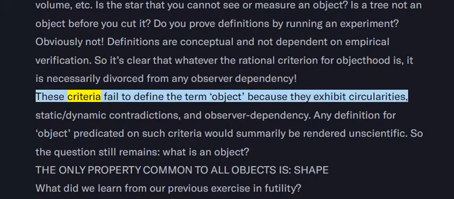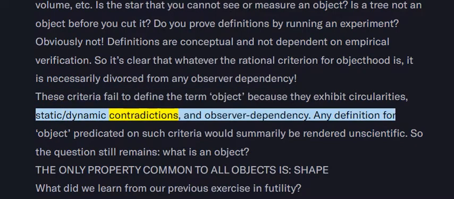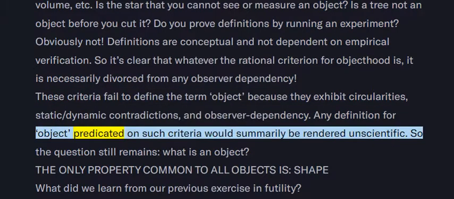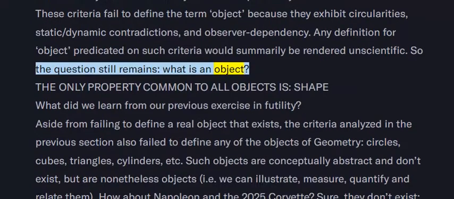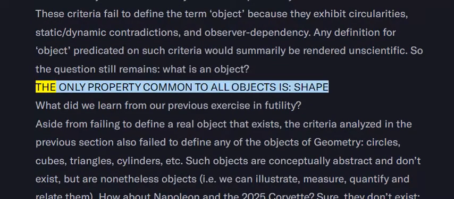These criteria fail to define the term object because they exhibit circularities, static/dynamic contradictions, and observer dependency. Any definition for object predicated on such criteria would summarily be rendered unscientific. So the question still remains, what is an object? The only property common to all objects is shape.